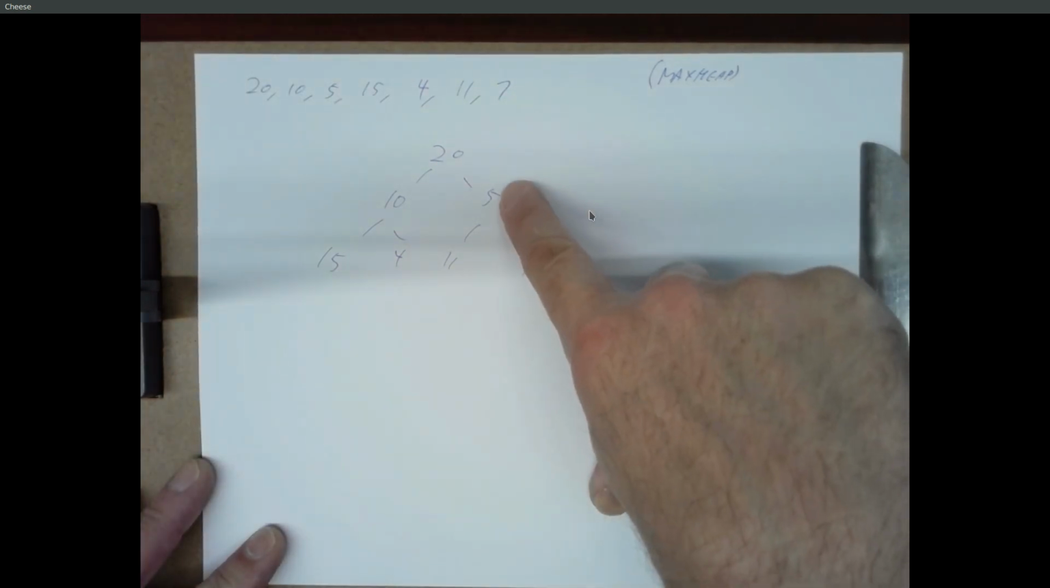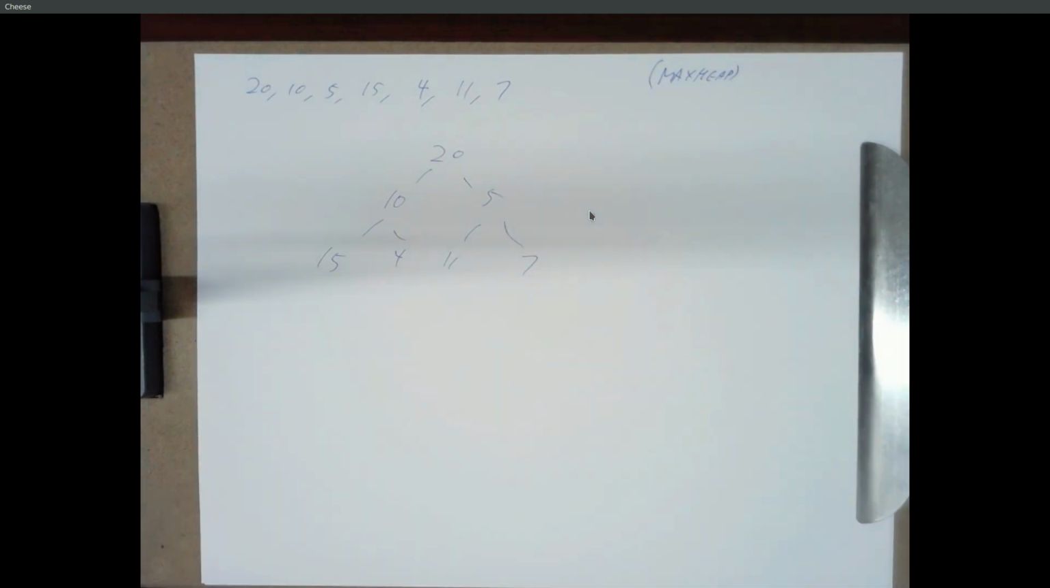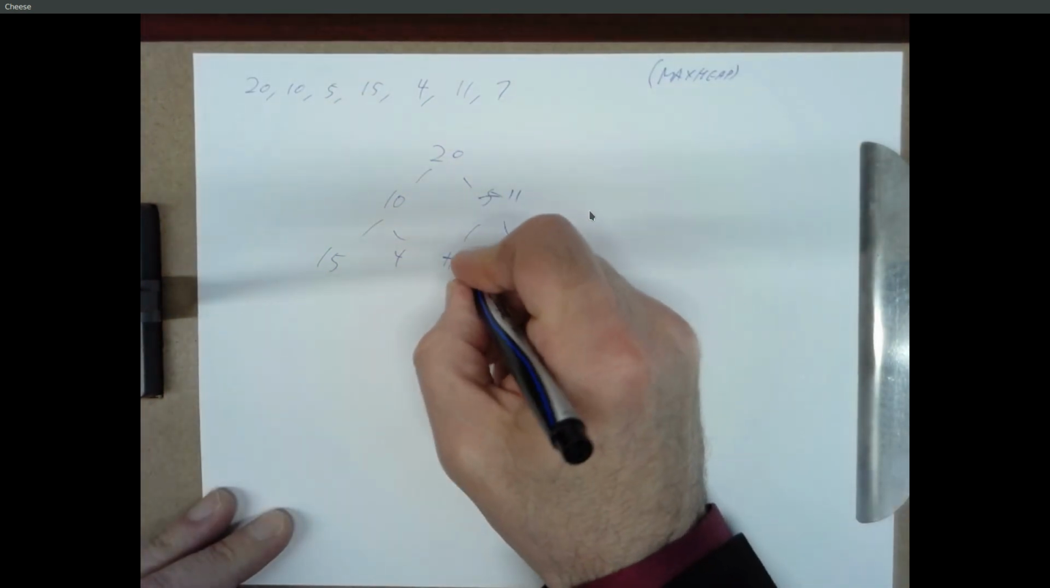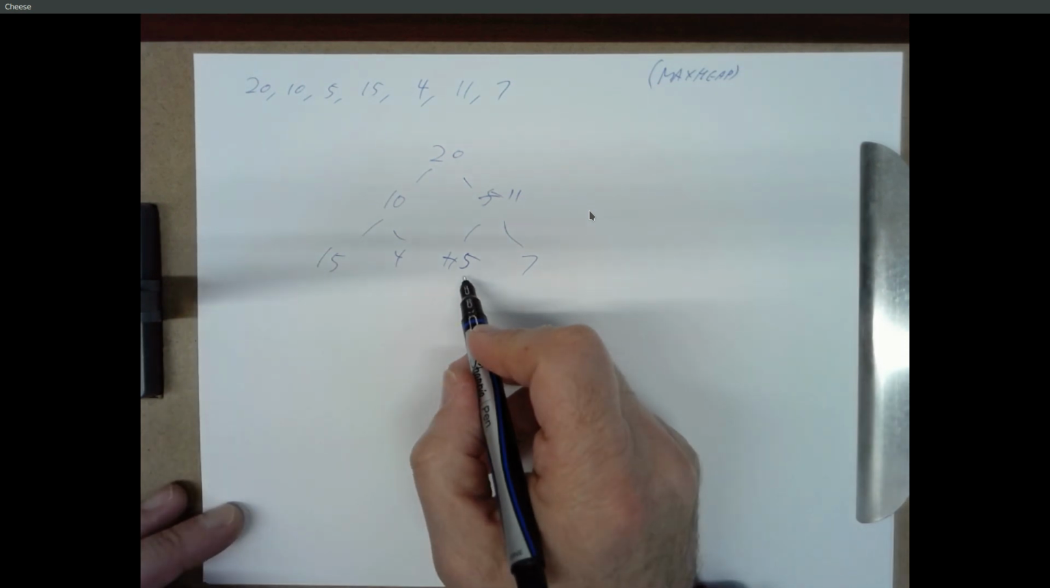Let's come up to the 5. Does 5 satisfy the heap property? Right, so it's not bigger than both children. So swap it with the largest child. And then down heap the 5, and 5 satisfies the heap property, so we're done.